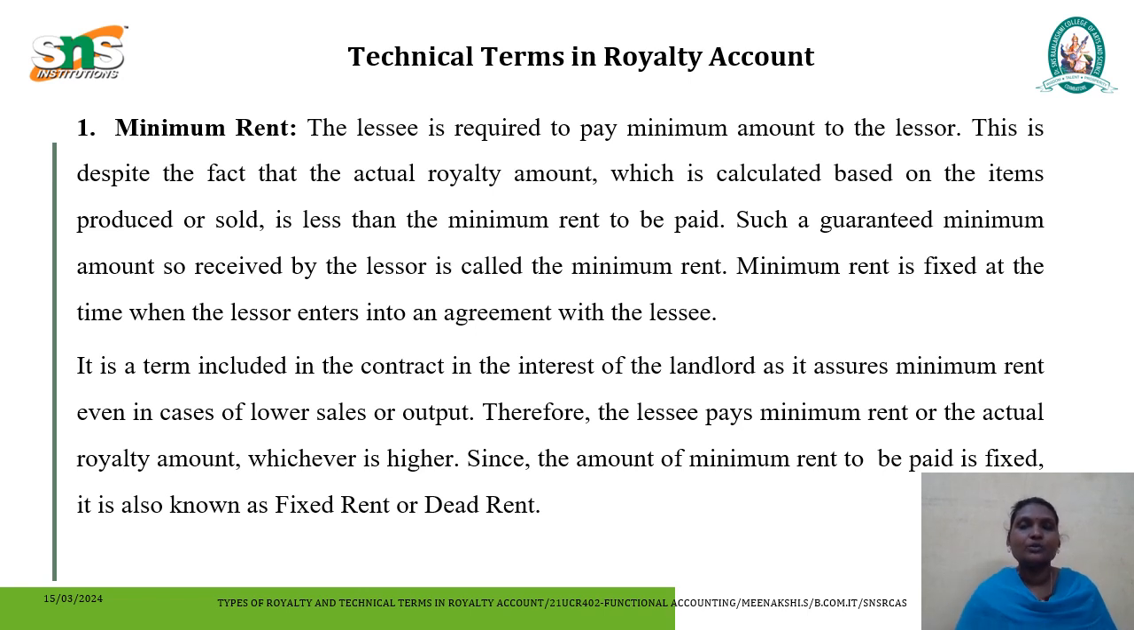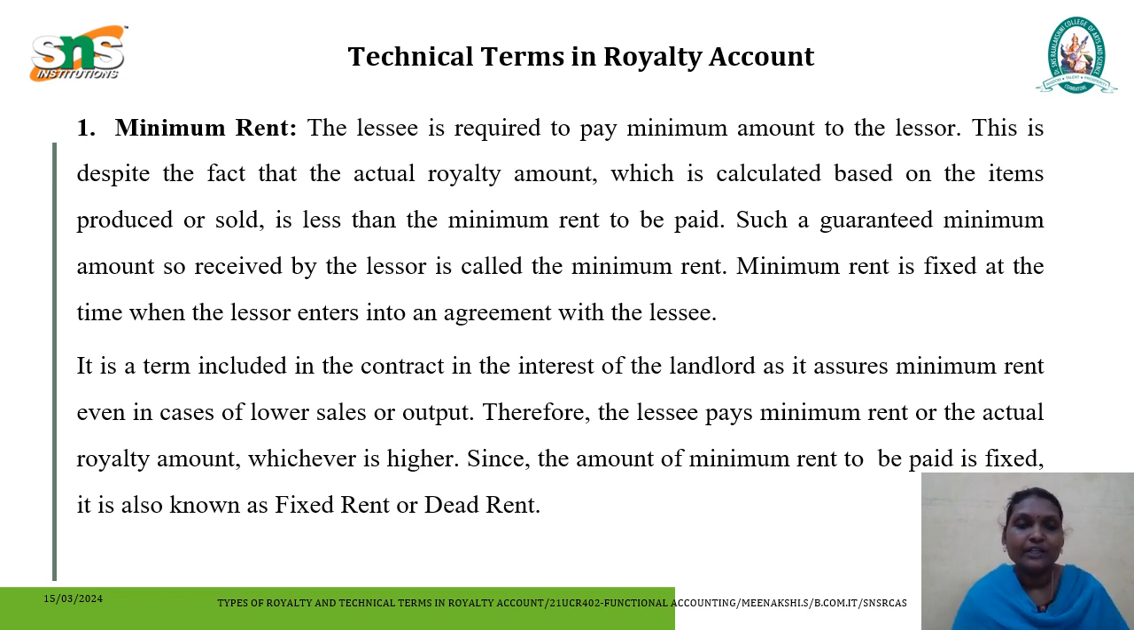Then the technical terms used in royalty accounts are going to be discussed below. The first term, which is a common term mainly used in royalty accounts, is minimum rent. The lessee is required to pay a minimum amount to the lessor. This is despite the fact that the actual royalty amount, which is calculated based on the items produced or sold, is less than the minimum rent to be paid. Such a guaranteed minimum amount received by the lessor is called minimum rent. Minimum rent is fixed at the time when the lessor enters into an agreement with the lessee.